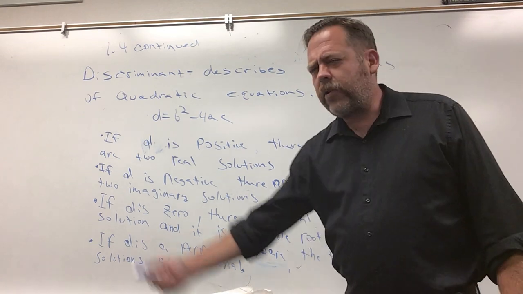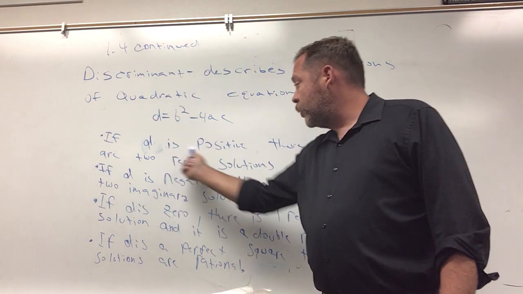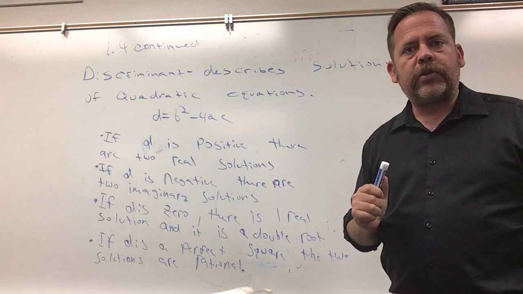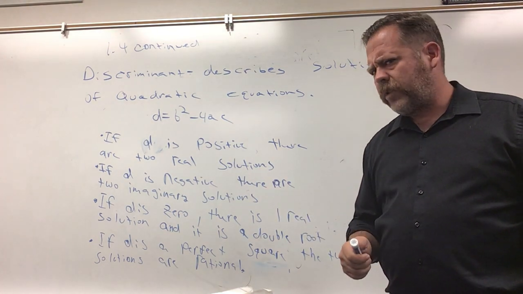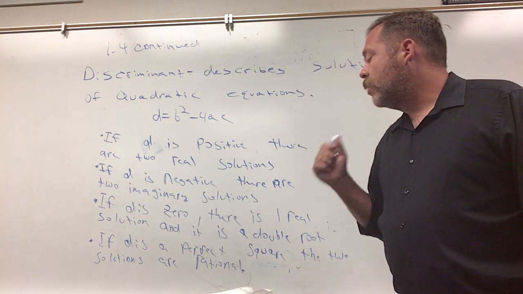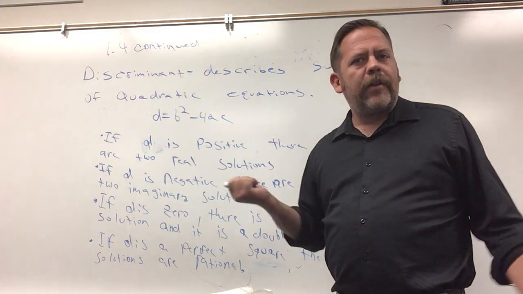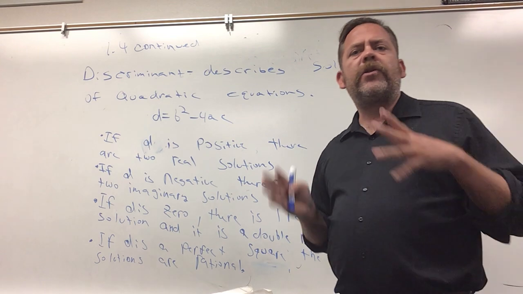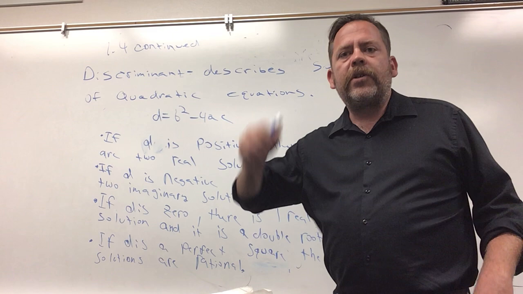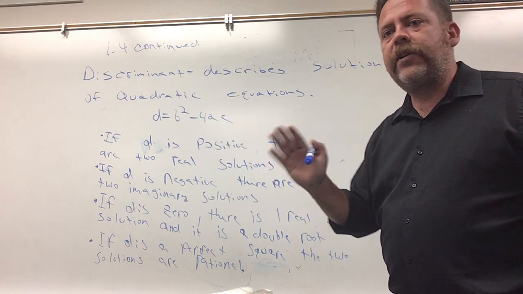You need to write all this down and study it. If the discriminant is positive, there are 2 real solutions. Got it? If the discriminant is negative, there are 2 imaginary solutions. Think about that. If whatever's in the square root was negative, well, we can't take the square root of a negative with a real number. So the solutions have to be imaginary if the discriminant is negative, or what is in the square root is negative.